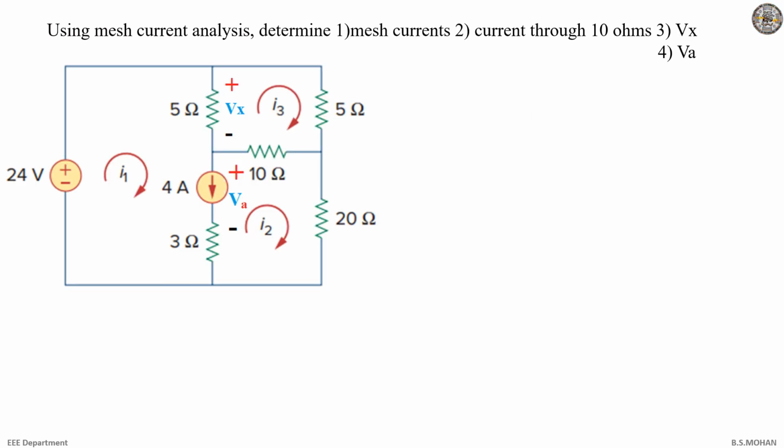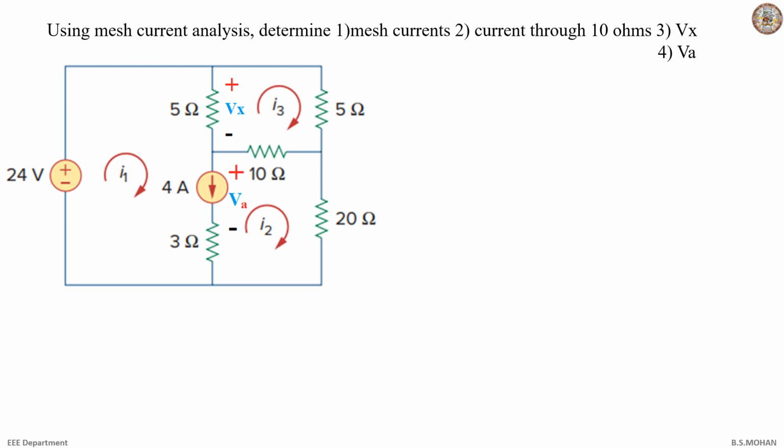So let's see another problem here. Using mesh analysis, I want you to read the problem clearly. They have told us to use mesh current analysis, and they will not explicitly state whether it's normal mesh or super mesh. It's up to us to decide whether it's a mesh analysis or super mesh analysis. So determine the mesh currents, current through 10 ohm, Vx and Va.